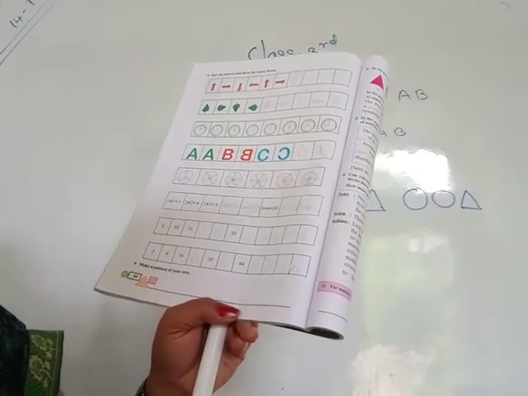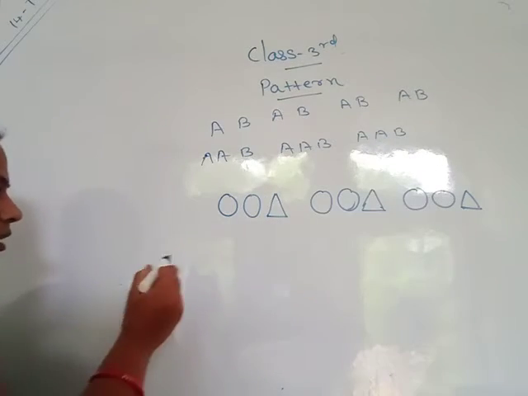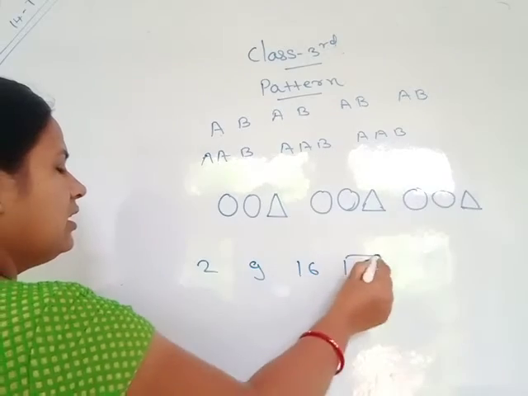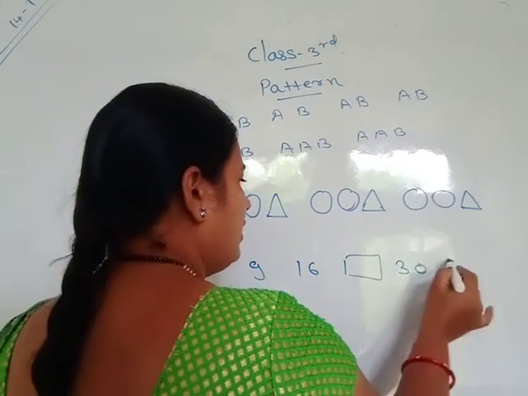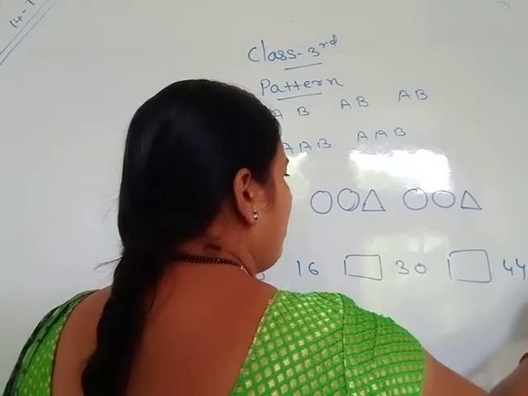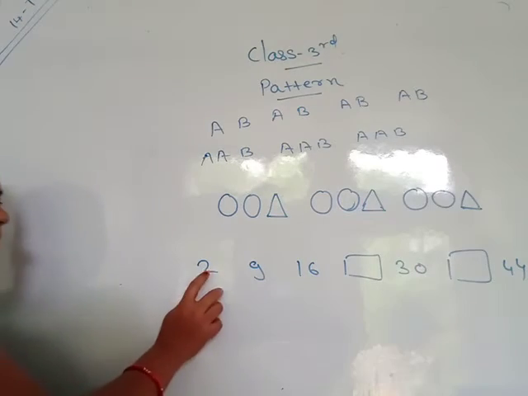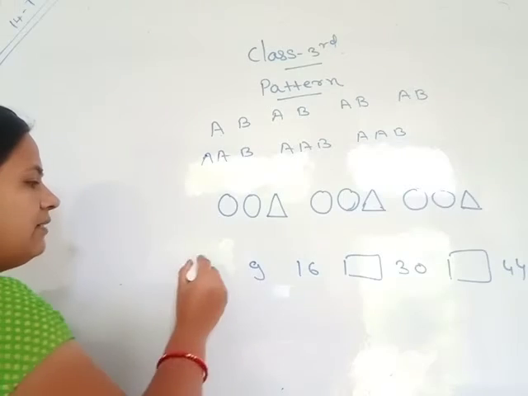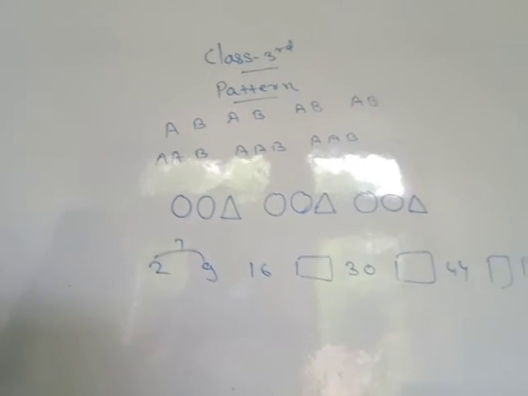Then next one, see this number pattern: 2, 9, 16. Here numbers are given. Here 2 is given, 9 given, 16 given, here 1 empty box, again 30 is given, here again 1 empty box, again 44, again empty boxes. Then you see the difference between these two numbers: to 2 you add 7, which means the answer is 9.